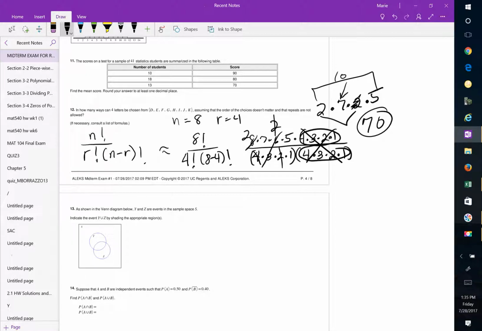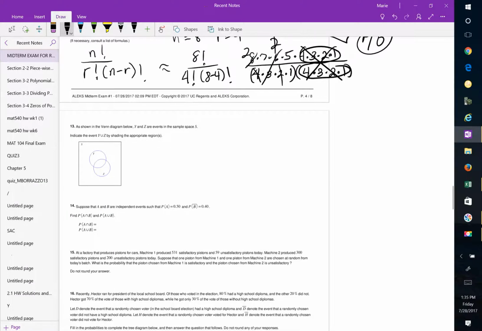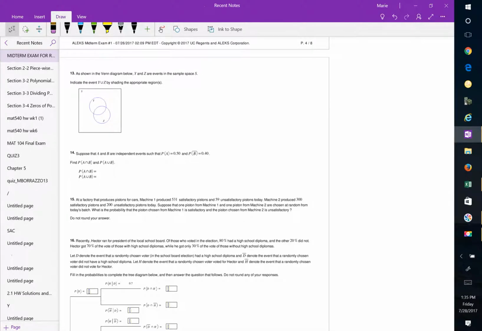Again, you have the tool that you can use, which is Combin, and I would recommend that. I'm going to stay on this PDF for a minute because this is not in your Excel sheet. This has to be done on your computer. You're going to click and shade the correct spot. And it says here, indicate Y union Z. Well, if you recall, Y union Z is everything inside the two circles, and that's what you're going to shade in.